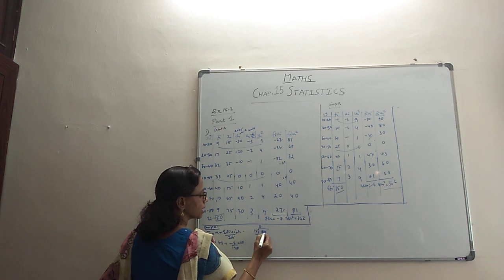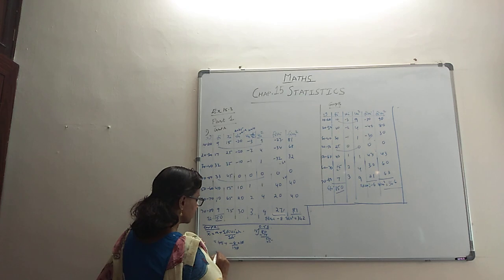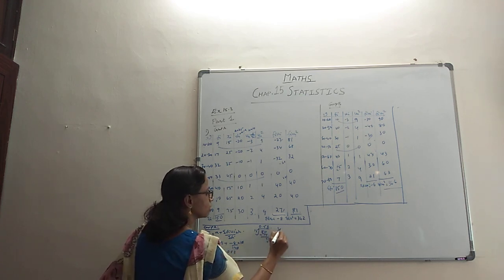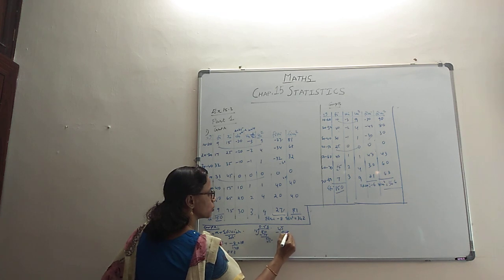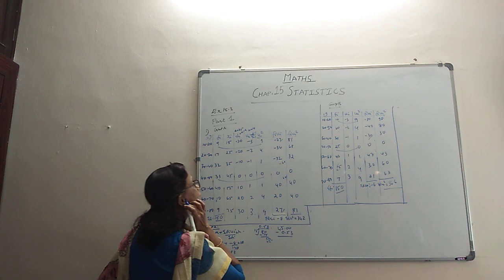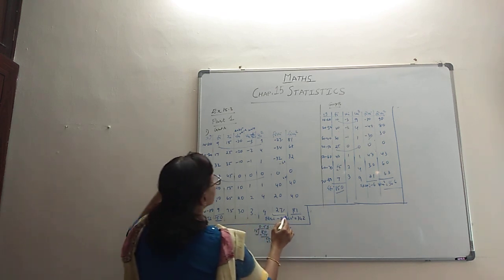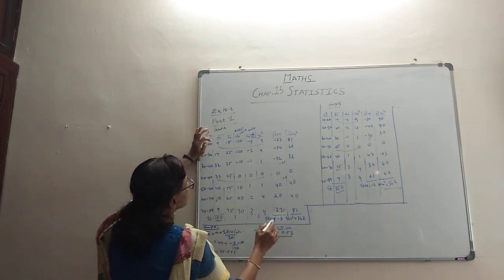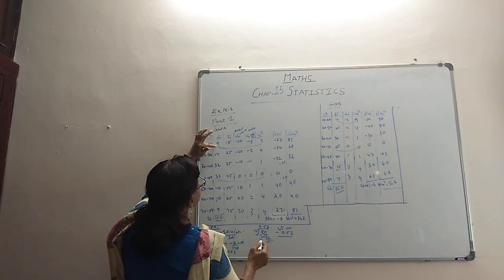0 point, how much? 15 4s are 60, 15 5s are 75. So 5 left. 15 3s are 45, 5 left. So maybe it is like 45 minus 0.53. Let's find out. 45 minus 0.53. How much will come? I need to check this. One second, let's check this.